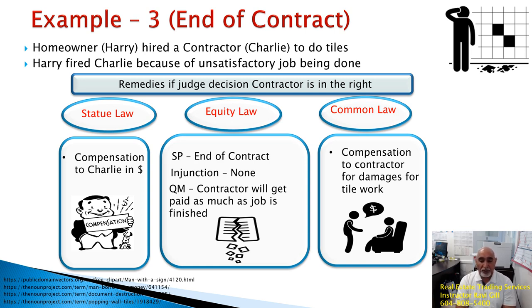Quantum merit now. Who's going to get paid? The contractor wants to get paid, and perhaps it's not written in the contract how much work is done, or if part of it is done, how much would be owing. That would be the judge's decision to make, as much as is deserved. Remember, quantum merit means as much as is deserved. And in common law, it'll again be money, dollars, for inconvenience and work done by the contractor.